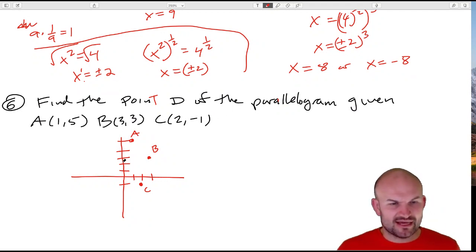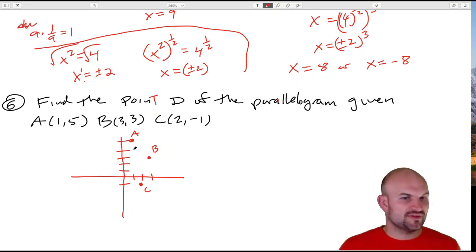So if I know C, I can imagine D is going to be somewhere over in here, right? So a couple different ways you can do this is I can just look at what is the relationship here from C to B.